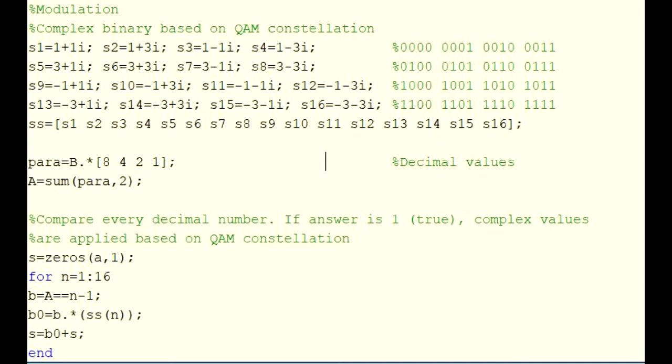Matrix indexing was used to modulate the information all at once. The parallel bit information is converted to decimal form, then summed together in every row, creating values from 0 to 15. In a small for loop, the decimal matrix is compared to values n-1, with n equaling 1 to 16. If the comparison is true, then the nth symbol is multiplied by 1 and added to a matrix of zeros with the same number of parallel subchannels.